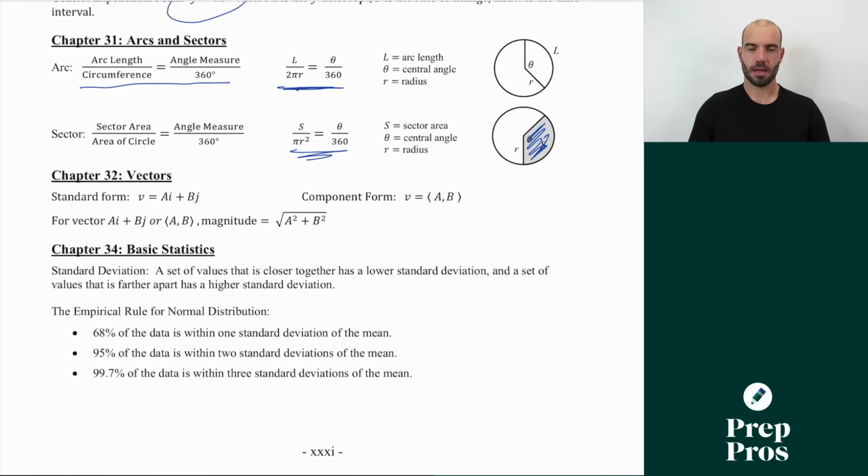Also, make sure you know how to do vectors. If you've never learned vectors before, it's also a pretty quick one to learn. Make sure at minimum you know how to add and subtract vectors. You understand we have this weird standard form and this component form. If we're adding or subtracting, we're just putting like terms together.